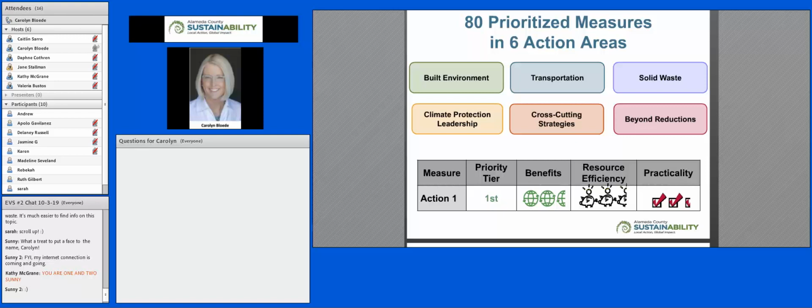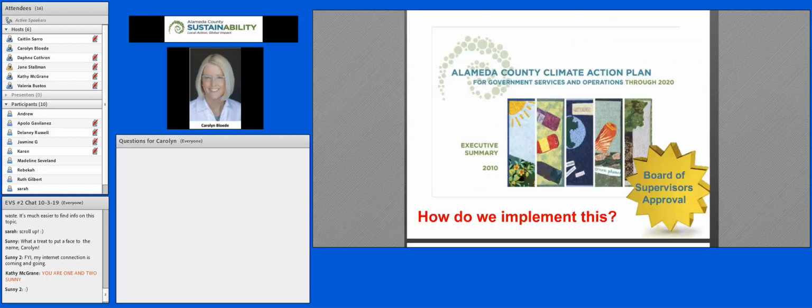We spent quite a bit of time analyzing the actions, looking at what the environmental benefits would be, what kind of resource efficiencies it would bring, and also the practicality for actually implementing the initiatives. So all of that was fantastic, and everyone was excited, and then we had to actually implement the plan. And often this is when it gets tricky.